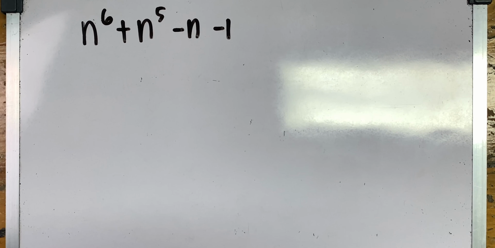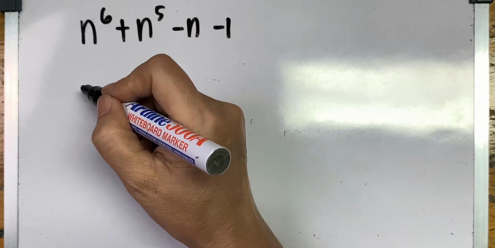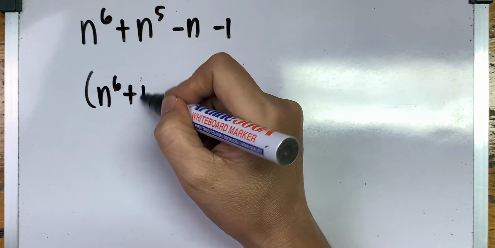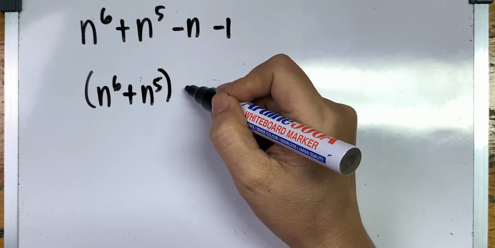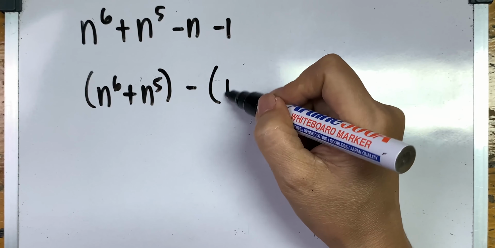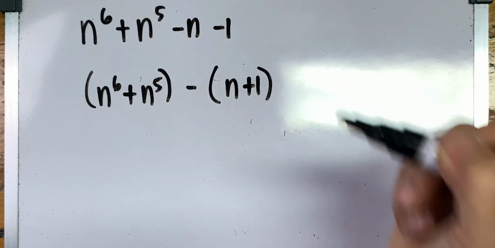Okay, for our last example, tingnan natin kung meron siyang greatest common factor. In this case, wala siyang greatest common factor. So, i-group natin siya ulit into 2. So, group natin yung n to the 6th power plus n to the 5th. Ganon din tong isa. Since negative, labas natin yung negative, so n plus 1.